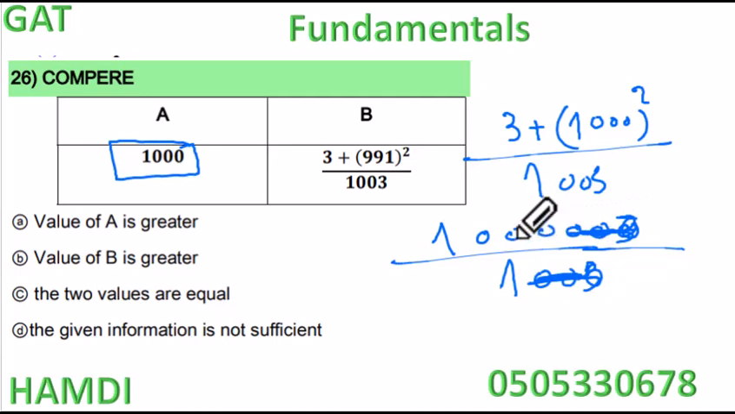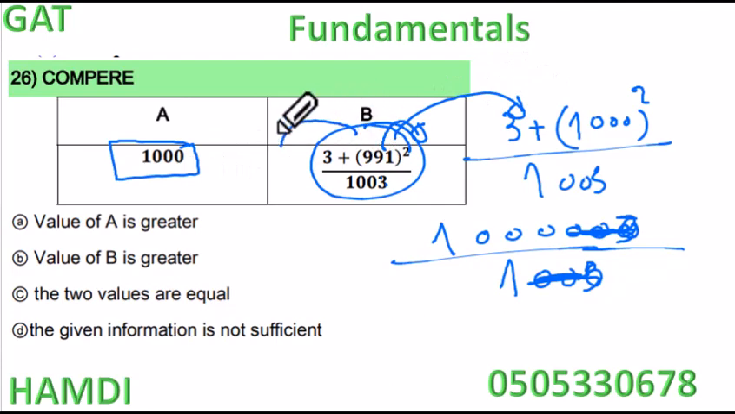So it will be 1000. And we round it, we increase it, so that value is less than 1000 because we increased it to get 1000. So if we return it to the original value, it will be less than 1000. So here value A is greater than value B.